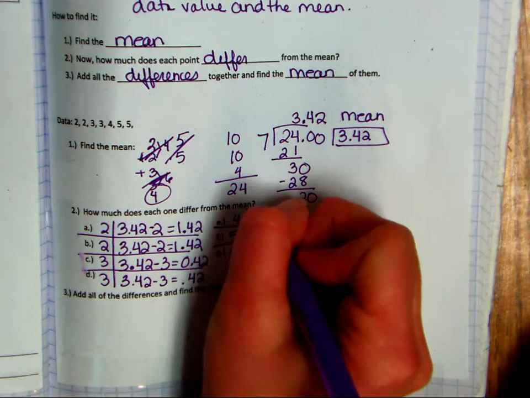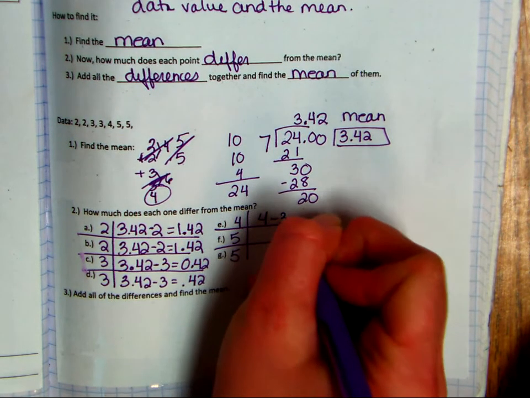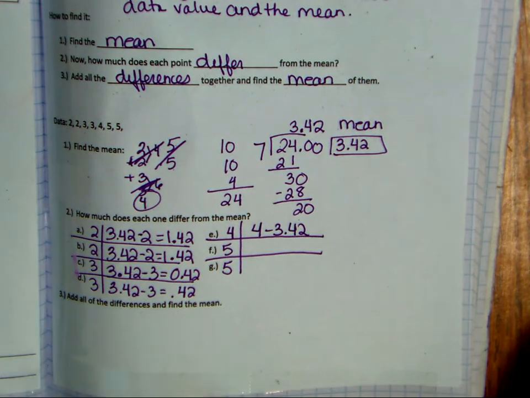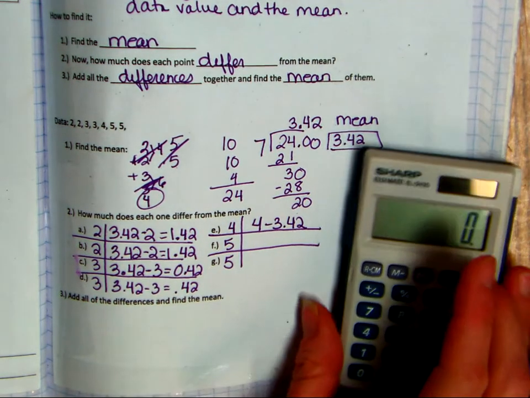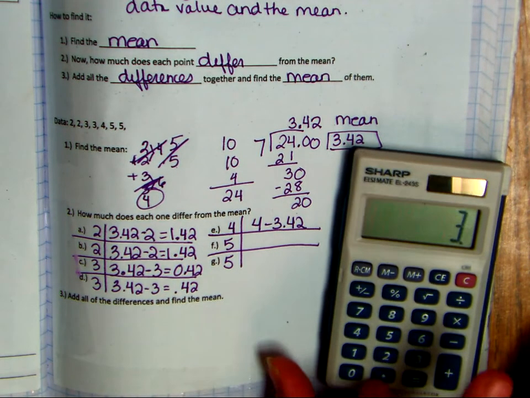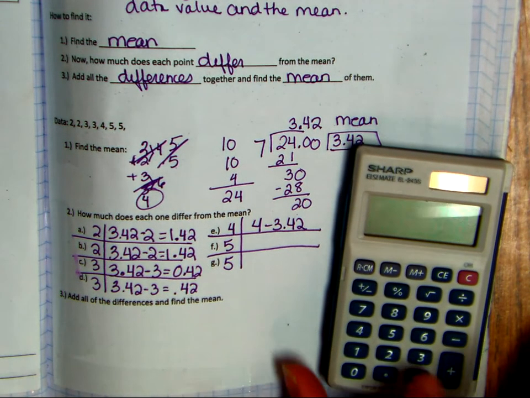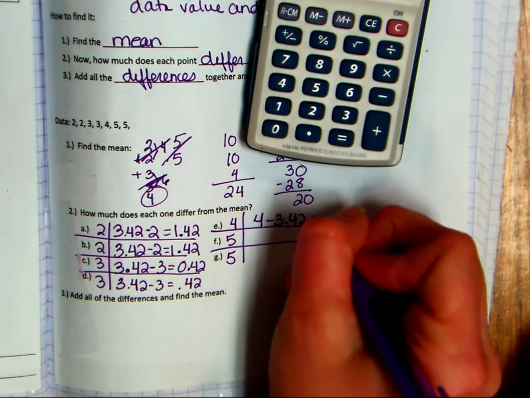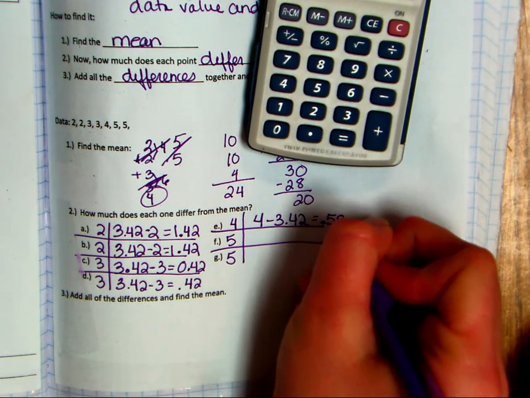So I would do 4 minus 3.42. Now, for the sake of time, I'm going to use a calculator for this one, but you could actually do it long ways. 4 minus 3.42, I end up with 0.58. Okay.